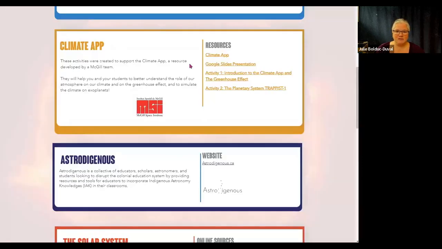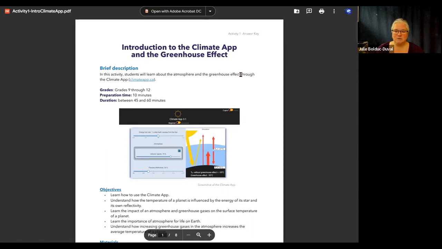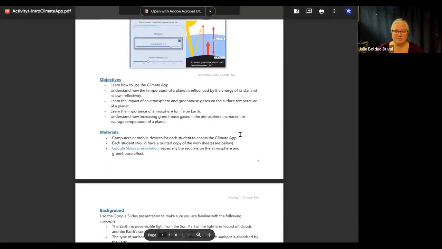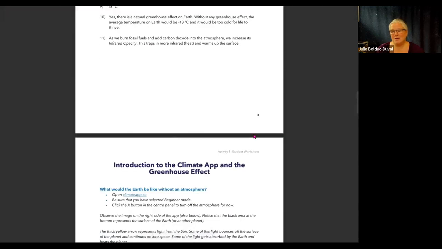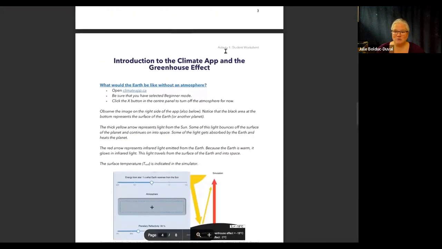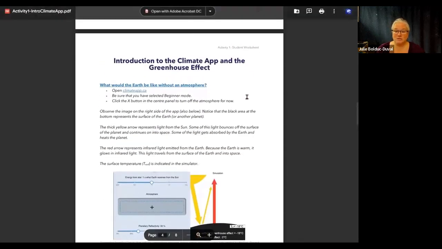Now, if I come back to the list of resources, there are two activities right now, Introduction to the ClimateApp and the Greenhouse Effect. And what I suggest you do, there's some basic explanation here. You have the answer key as well. But the best way to learn it is actually to go through the student worksheet yourself.